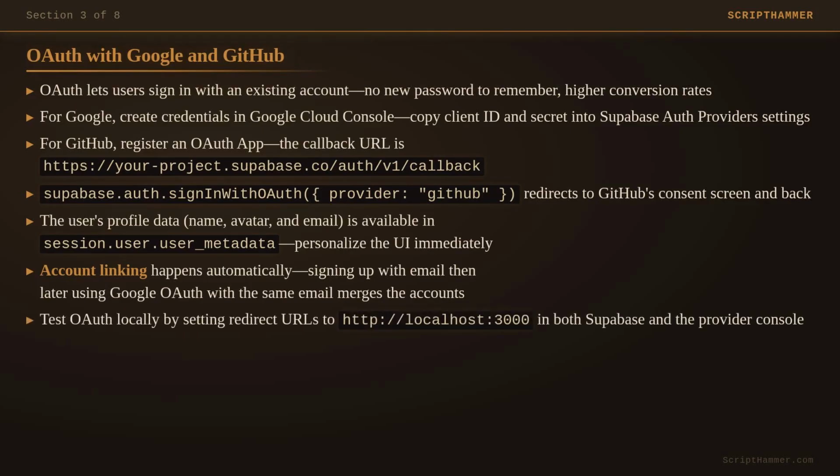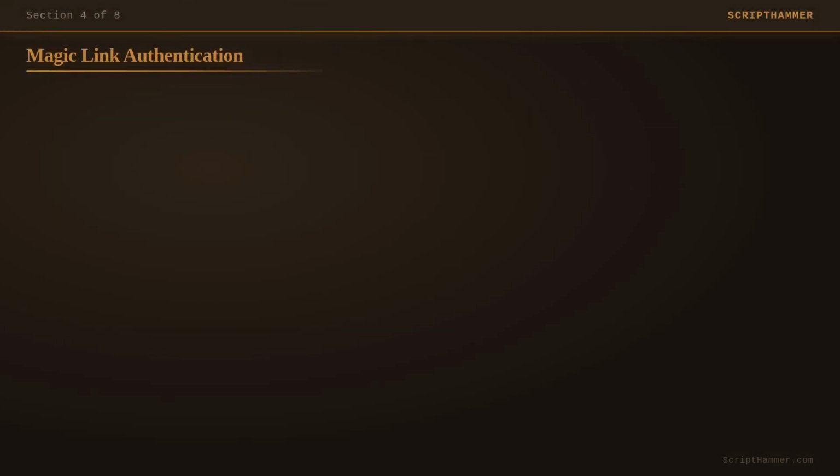Test OAuth locally by setting redirect URLs to http://localhost:3000 in both Supabase and the provider console. Keep OAuth secrets in environment variables. Never encode them, never commit them to git.